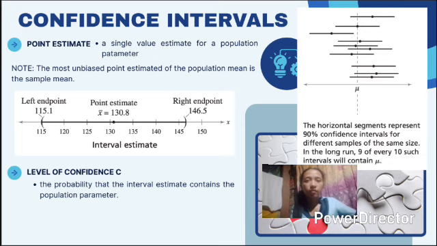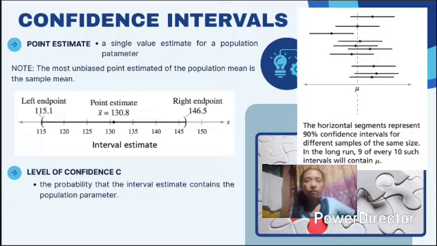Next are confidence intervals. Confidence intervals are a key concept in inferential statistics. They provide a range of values that is likely to contain the true population parameter. It is an estimated range of values calculated from a sample, used to estimate an unknown population parameter together with a confidence level. Its purpose is to estimate population parameters and to measure the precision of sample estimates.